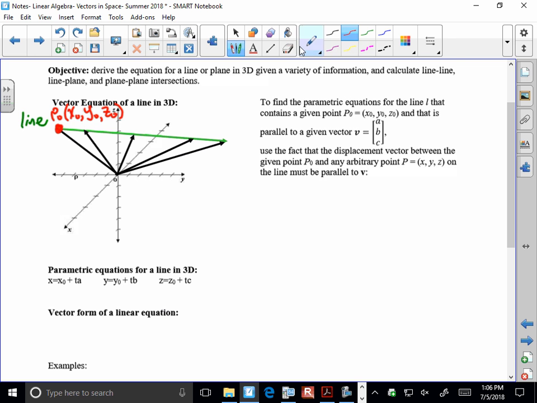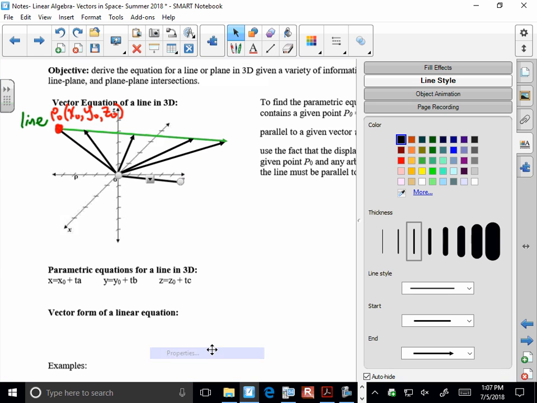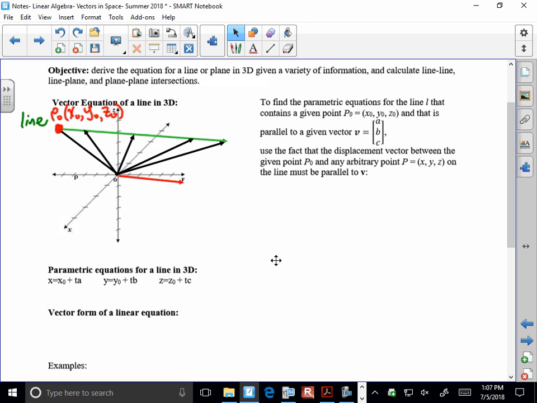All right, so let me create the parallel vector, because that vector is going to start off at the origin and be parallel to the line. Let me do it in a different color. Let's double check.